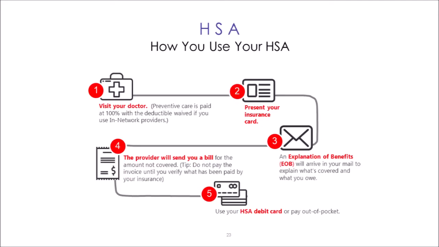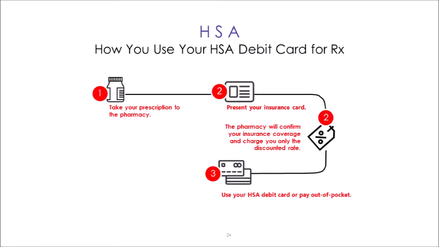Processing claims is just like any other plan. Visit in-network facilities, present your ID card, let the claim adjudicate, and use your HSA debit card to pay your portion. Prescriptions are processed the same way. Remember to always look for discounts or coupons on GoodRx.